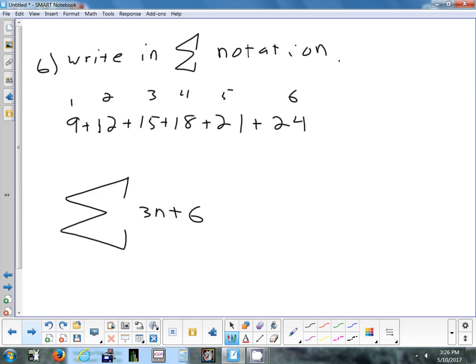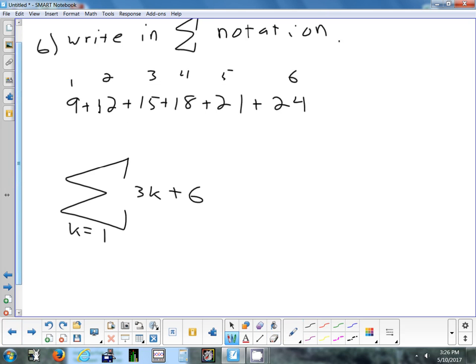Now we have to decide where to start and end. Usually we use the letter K, it doesn't really matter. But what would be my first value of K? I would plug into that formula to get the first term. 1. What would be my last value for K? The last value for K, well, that would be 6.